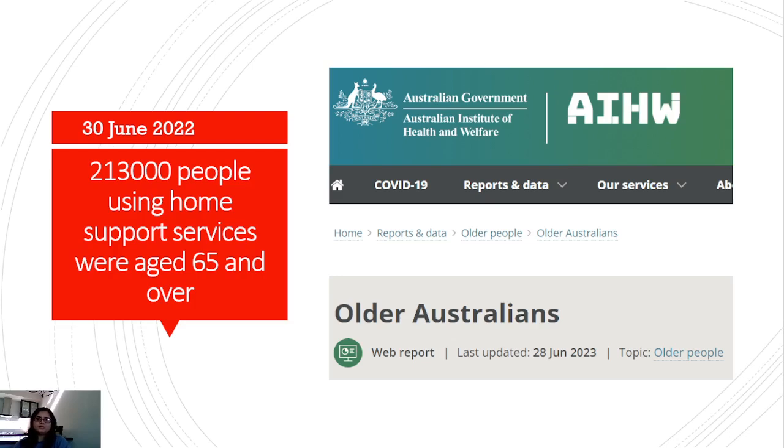There is some data from the Australian Institute of Health and Welfare, and this report was last updated on 28th of June 2023, which stated that by 30th of June 2022, there were about 213K people using home support services. They were aged 65 and over. So mostly elderly people are the ones who need home services by nurses.